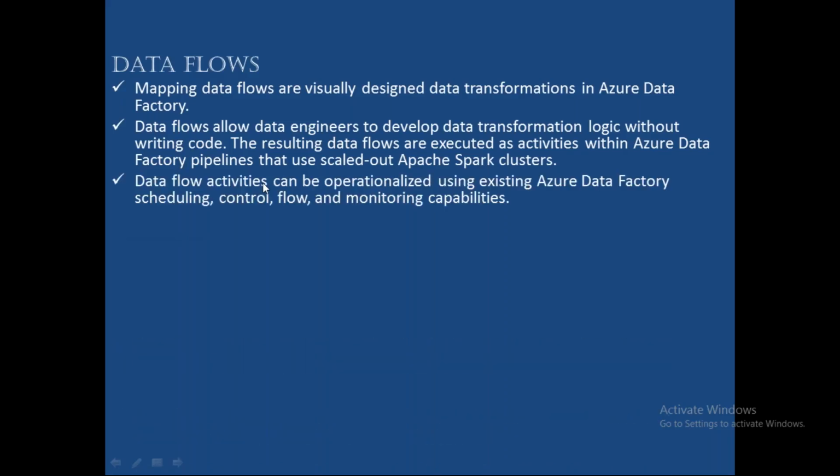Next, data flow activities can be operationalized using existing Azure Data Factory scheduling, control flow, and monitoring capabilities. You are going to use the data flow activity to execute your data flows, the data transformations. Now this data flow is available in a pipeline, so you can use all the features of the pipeline, like scheduling the pipeline. That is nothing but indirectly scheduling your transformations. If you want to control the flow, you can do that by using if and filter. So that's how you can control, schedule, and monitor all data flow activities.